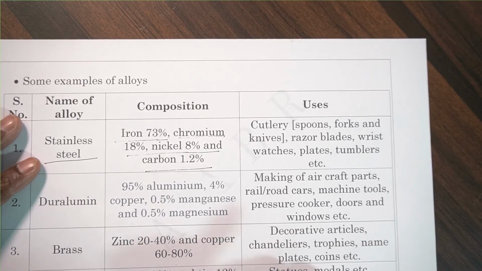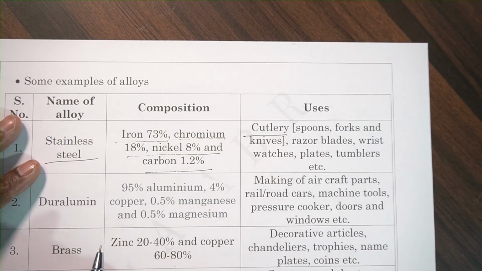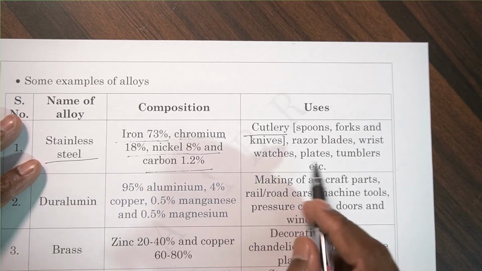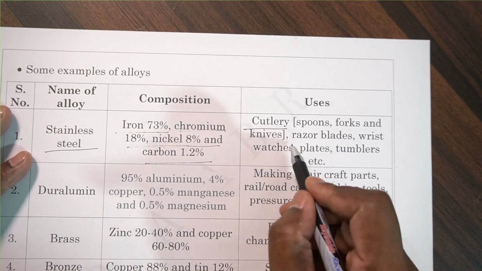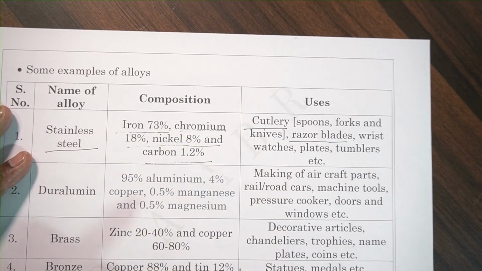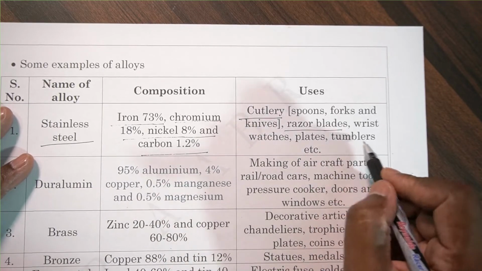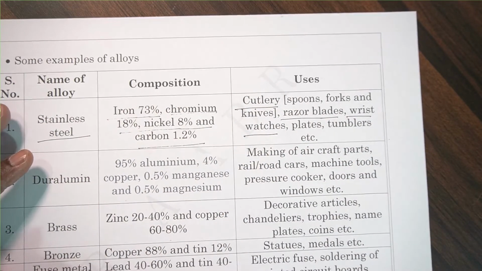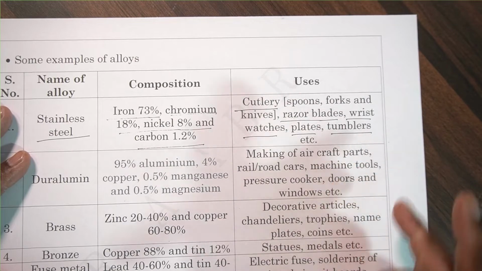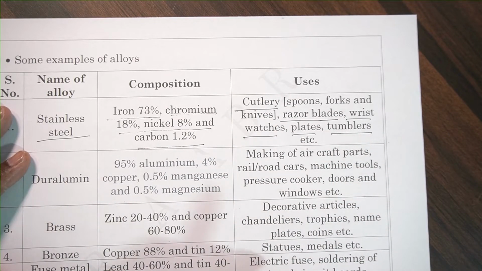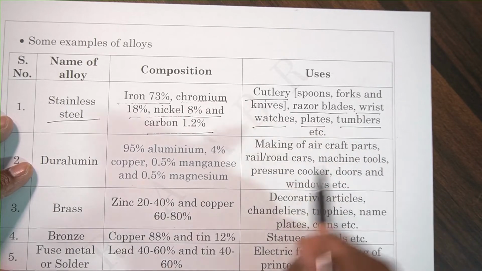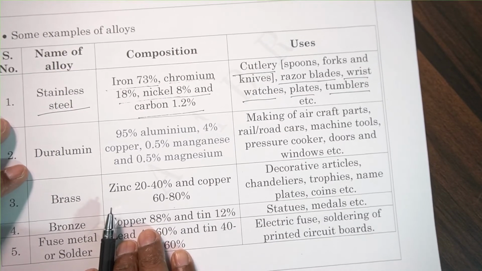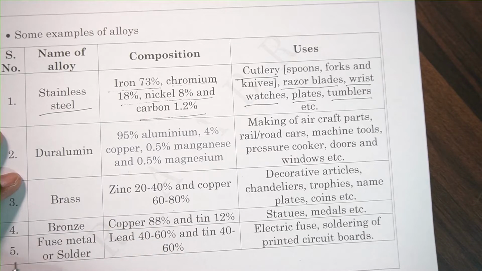Okay. Now what is the use? It is used for making cutlery. What is cutlery? Cutlery is a set of spoons, forks and knives that we keep over our dining table. We use it. So these are made of a stainless steel. Razor blades. Razor blades are blades used for shaving. This is stainless steel. Wrist watches, we make it from stainless steel. Then plates and tumblers for drinking water. So they are all made of stainless steel, and so many, the list is long. If you think of the use of stainless steel in daily life, no end, such a big list is there. Okay, so stainless steel is a very useful alloy that we use in daily life.